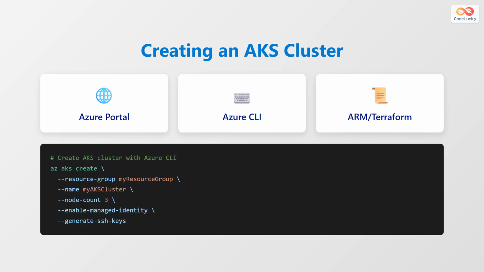Here's a quick example using the Azure CLI. The az aks create command creates a new cluster. You specify the resource group, give your cluster a name, set the initial node count to 3, enable managed identity for secure authentication, and generate SSH keys for node access. This single command provisions your entire Kubernetes cluster on Azure.